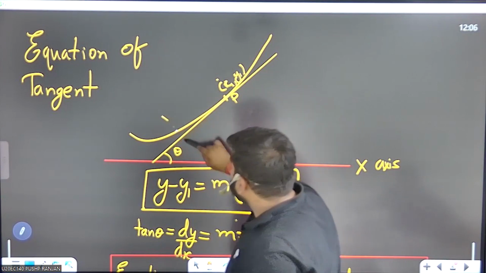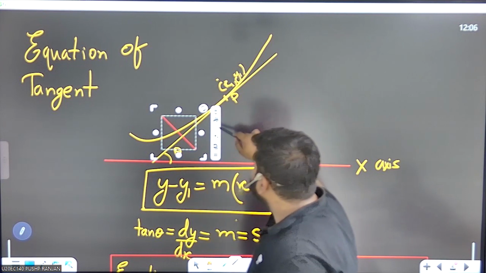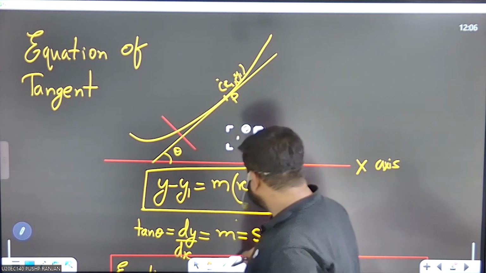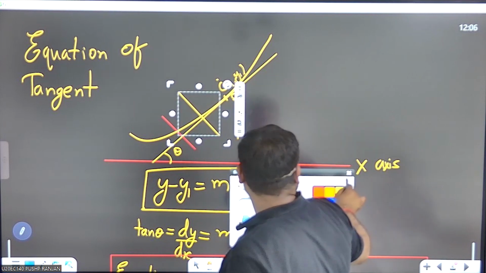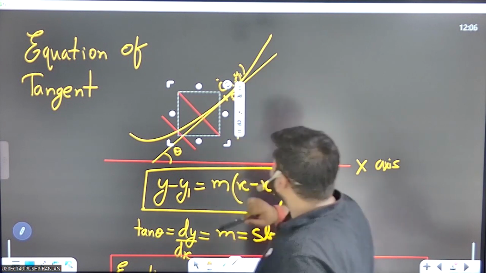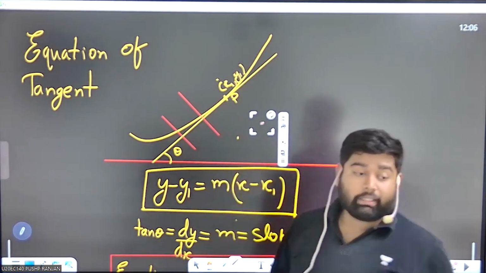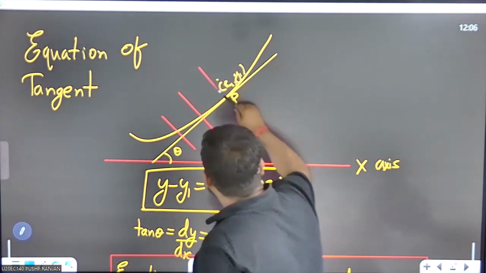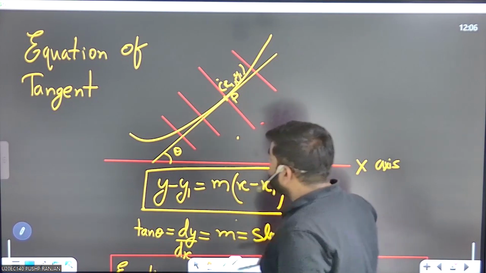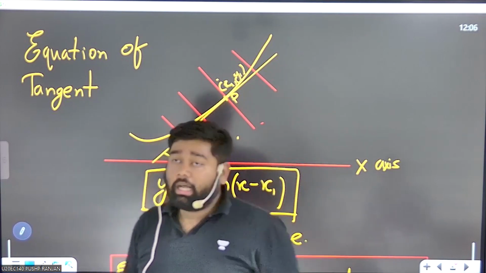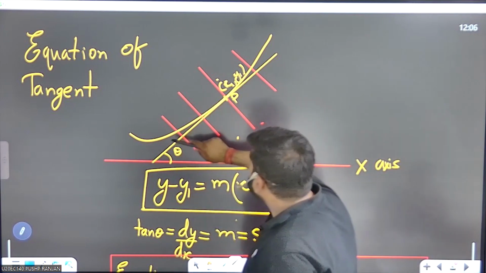This is our tangent. Okay, this is a line which is perpendicular to our tangent. Let's draw another line. This line is also perpendicular to our tangent. Then which one is the normal? Are they all normal? Yes or no? No, they are not all normal.